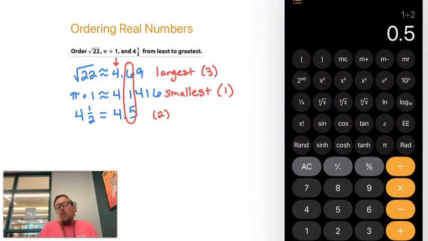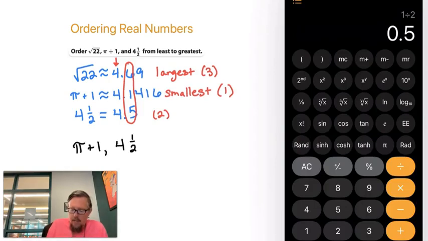When we put these in order, we don't want to write them as decimals. We were just using the decimals to figure out which one was greatest and smallest. Once we have them figured out, we write them in the form they originally were. So the smallest is pi plus 1. Next is 4.5. And last is the square root of 22. That's in order from smallest to largest. So we turn all three numbers into decimals, compare the decimals to figure out the order they should go in, and then we write them in order from smallest to largest.